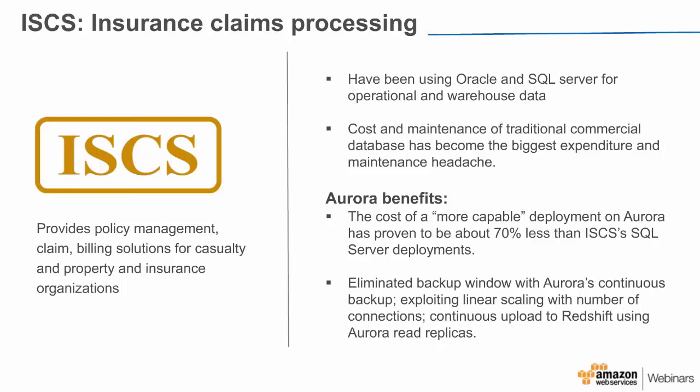Another customer is ISCS, which provides policy management, claims, and billing for insurance. They were using Oracle and SQL Server for a long time. But what they saw in Aurora that they liked was the continuous backup into S3, which eliminates the need for a backup window. Also, they're offloading data from Aurora into Redshift, and that's working really well for them, and it's costing 70% less than SQL Server.